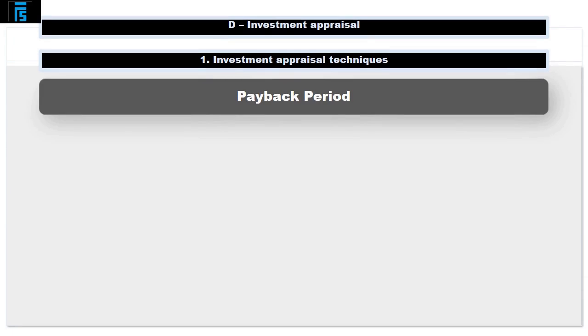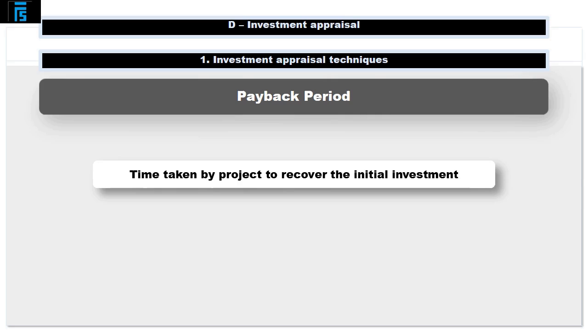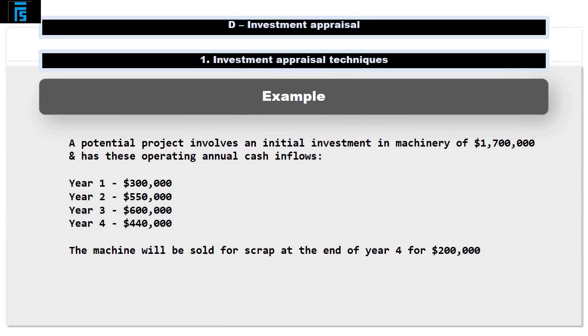The payback period for a project is the time it takes to recover its initial investment. It's the time it takes for the project to pay for itself. Let me remind you about the example we looked at in the previous video. A potential project involves an initial investment in machinery of $1.7 million and has these operating annual cash inflows.